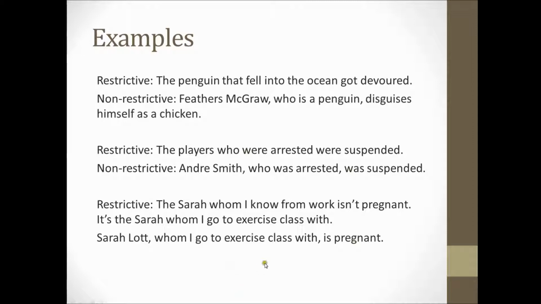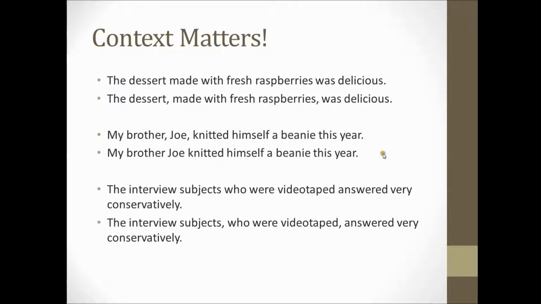Now, context does matter with this. In each of these sentences, you can tell by the words of the sentence which one it is. But sometimes even the exact same sentence could have a restrictive clause in one case and a non-restrictive clause in another case. So we're going to look at a couple of those. Here's the first one. The dessert made with fresh raspberries was delicious, or the dessert, made with fresh raspberries, was delicious. Both of those could be correct depending on the situation.